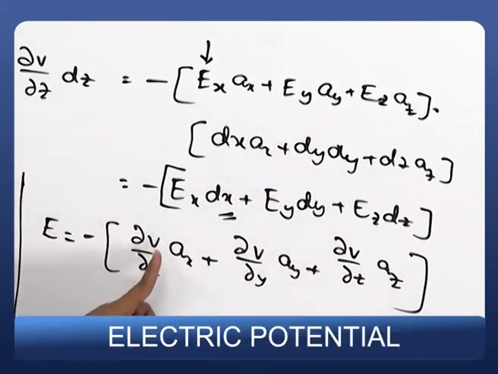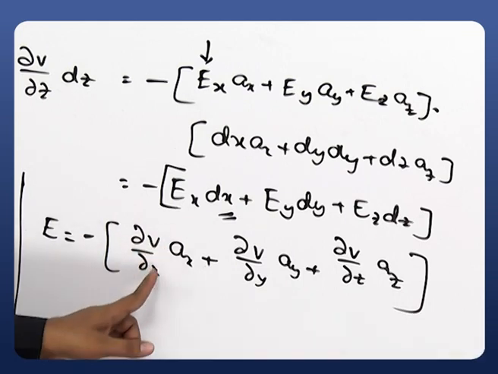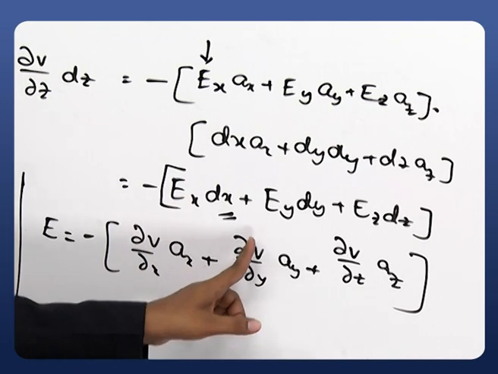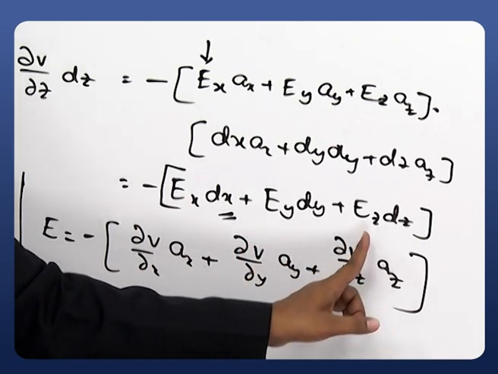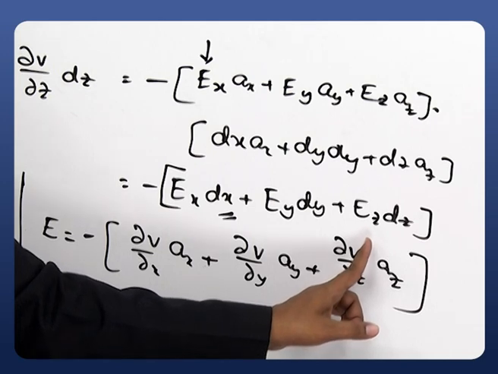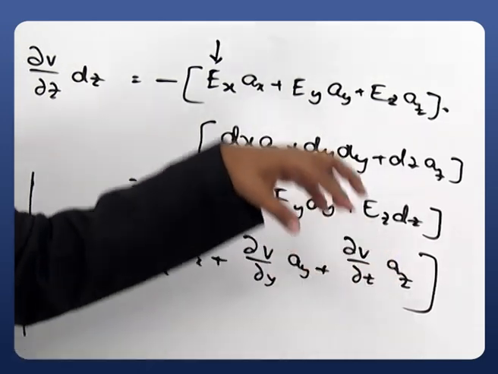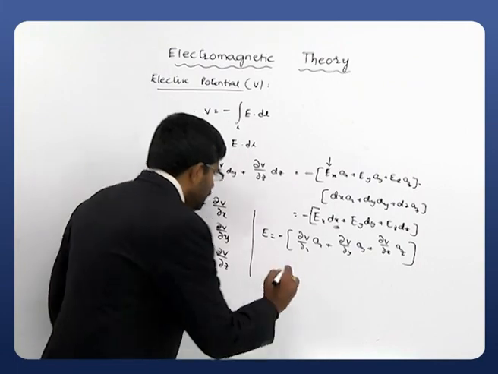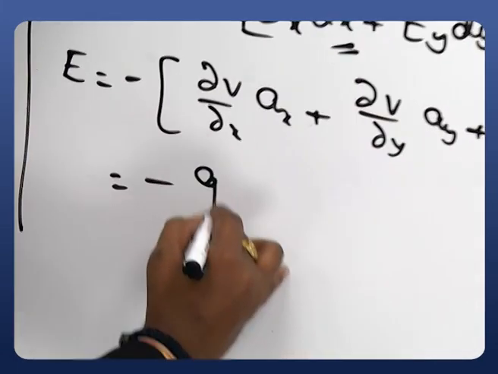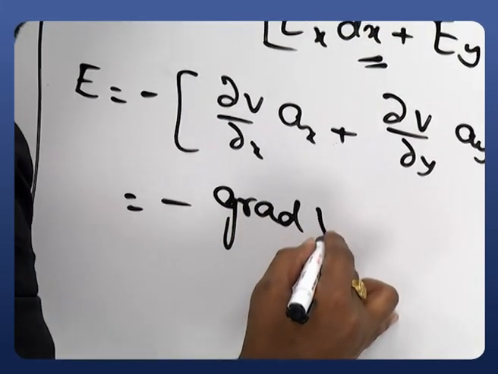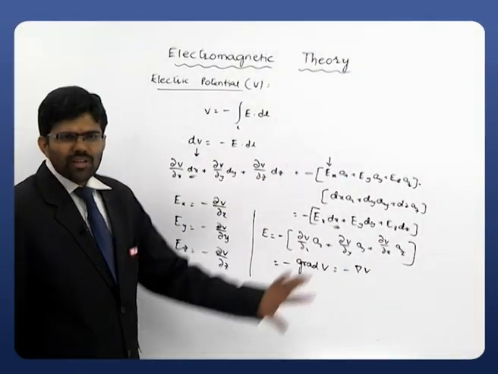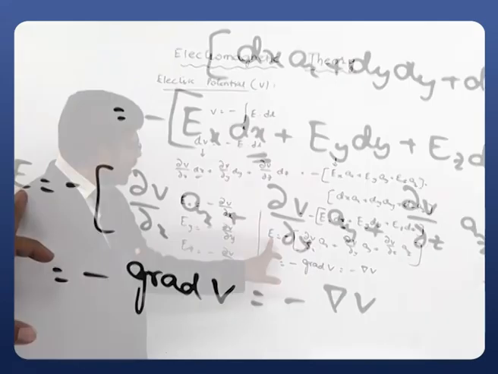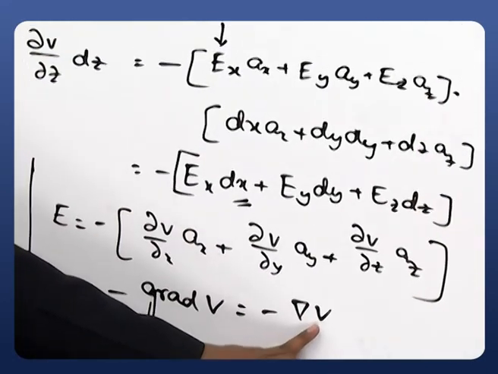Now just observe here, this V is a scalar quantity, it's not a vector quantity. So dou by dou x Ax on a scalar, dou by dou y Ay on a scalar, dou by dou z Az on a scalar, right? So clearly this represents the gradient of that particular scalar. So this can be written as minus gradient of V, that is minus del V. Simply this is the relation between our electric field intensity E and our electric potential.